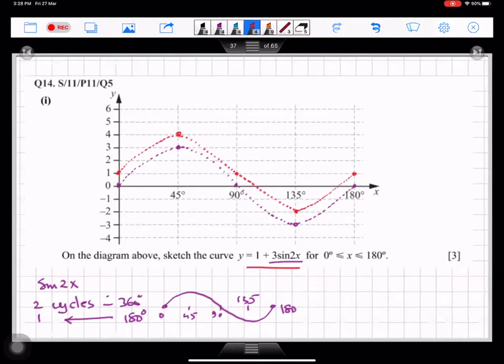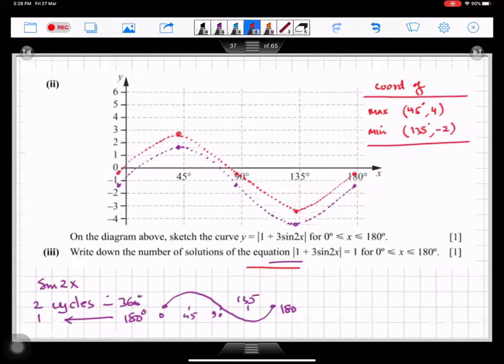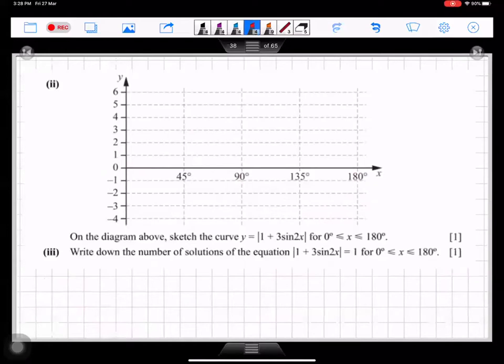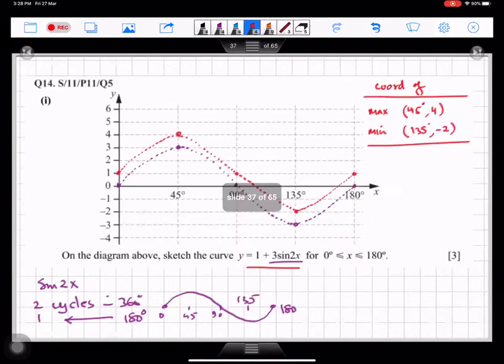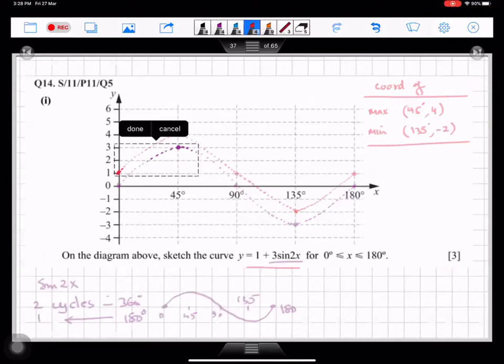What is the maximum value? 4. What is the minimum value? Minus 2. What are the coordinates of the maximum point? The coordinate is 45, 4. And the coordinate of the minimum point is 135, minus 2. Now this thing is done. Modulus. This was one transformation that we skipped in the beginning. What is modulus about? First of all, this portion of the graph, let me cut and paste the whole thing, hold for a second.